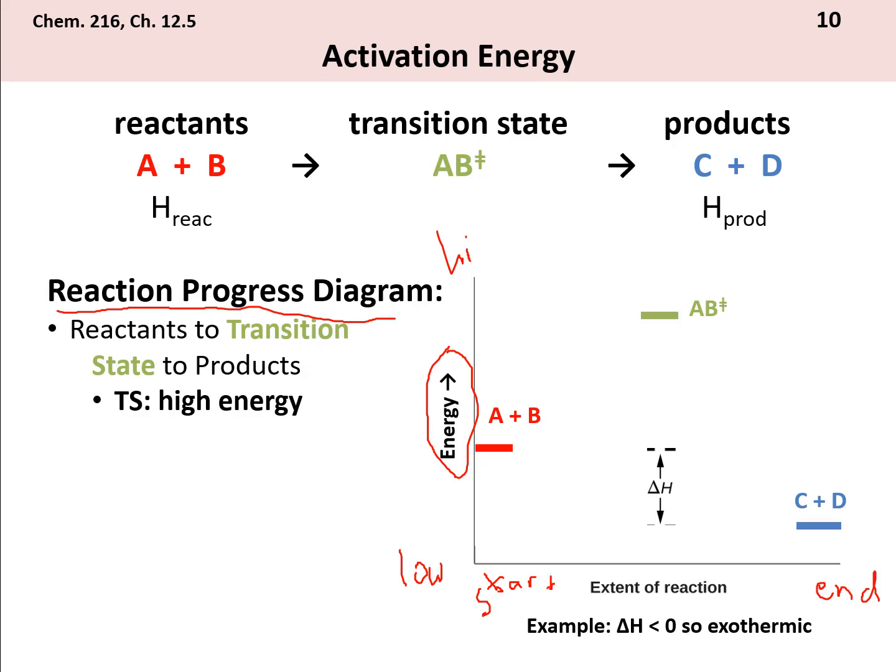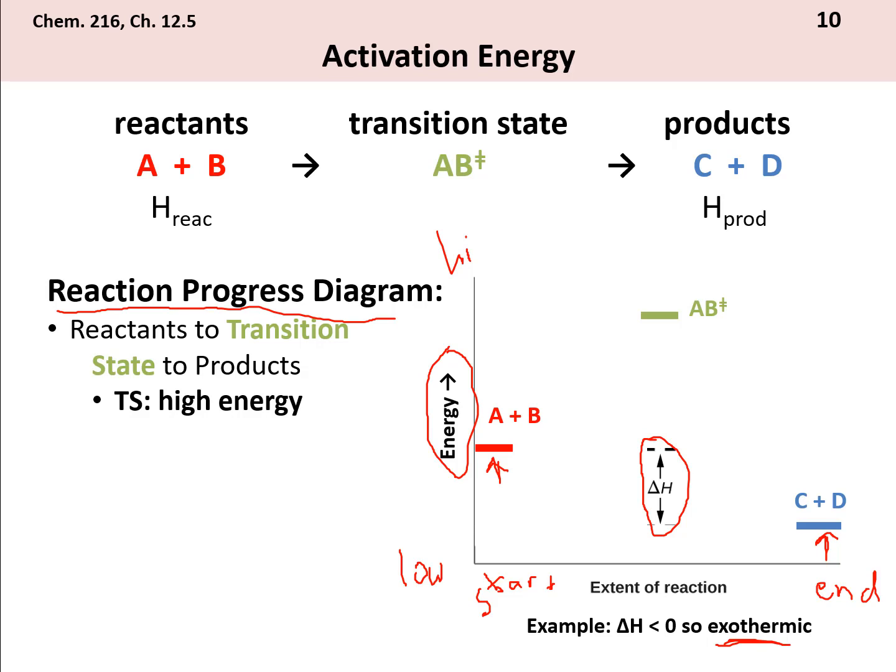Okay, so what happens? I have my reactants right here, and I have my products here. The difference between these two, this is my delta H. So in this case, you can see that the energy goes from high energy to low energy. So it's losing energy. So this would be something we call exothermic. In this case, delta H is negative.